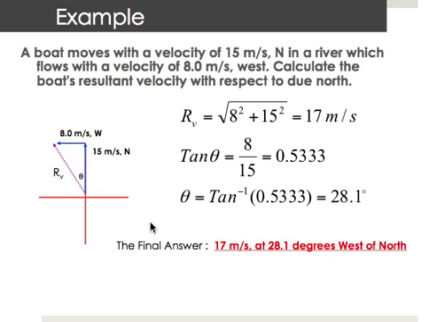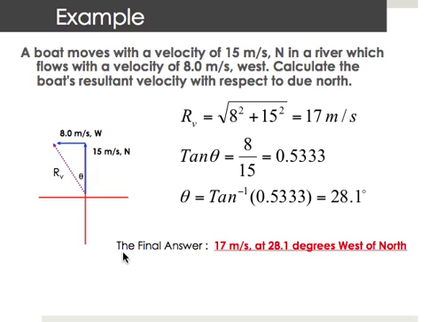So let's solve one more question to become familiar with this type of problem. For example, a boat moves with a velocity of 50 meters per second due north in a river which flows with a velocity of 80.0 meters per second west. Calculate the boat's resultant velocity with respect to due north.